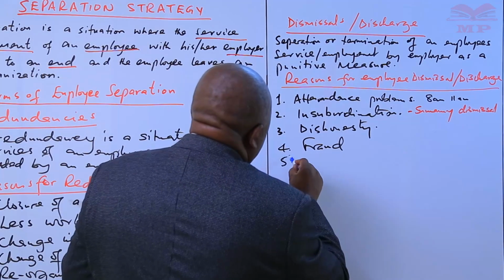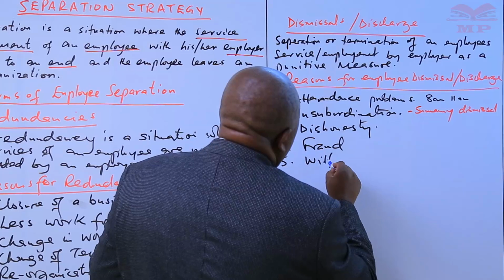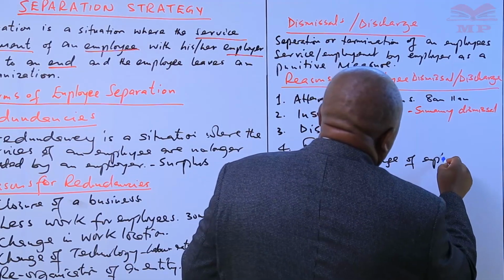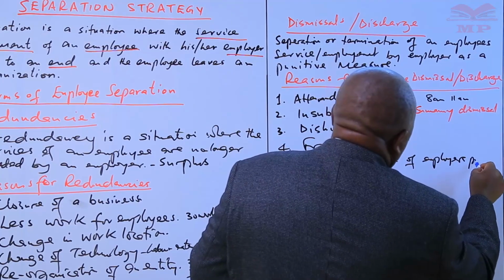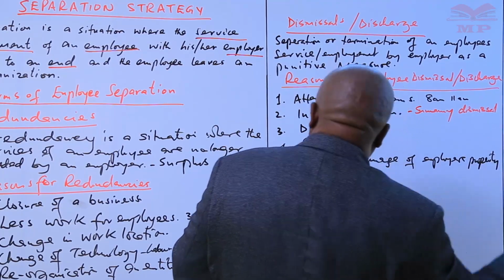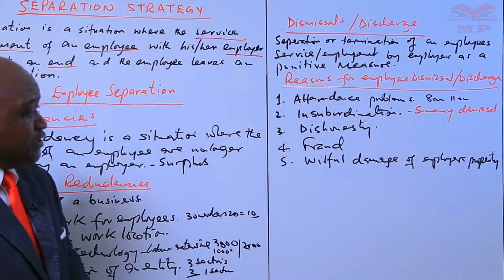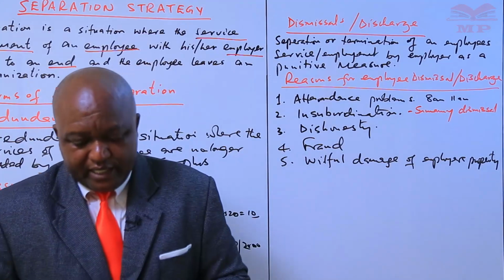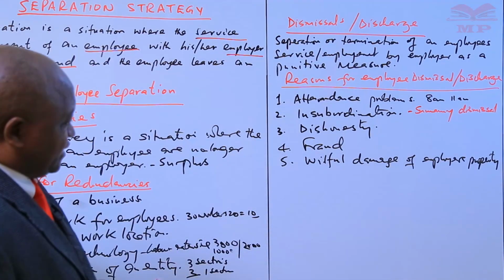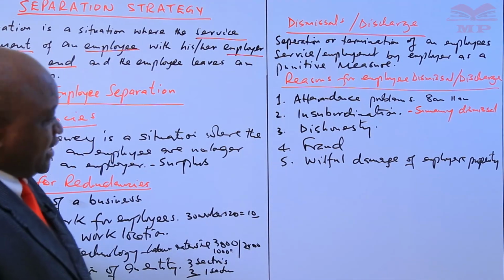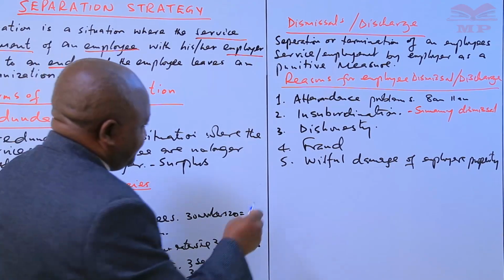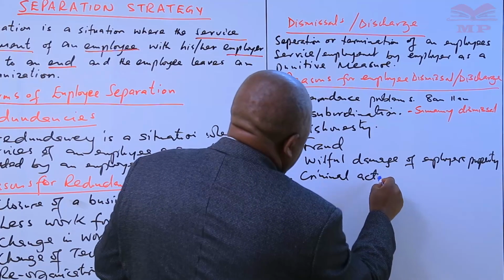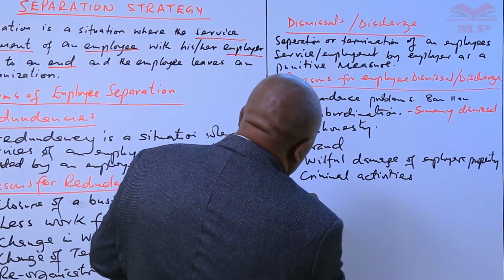Number five, willful damage of employer's property. So that again could lead to dismissal from an organization. An employee is given an equipment or a resource, and that employee damages that resource willfully, then that one could lead to dismissal. Six, criminal activities.